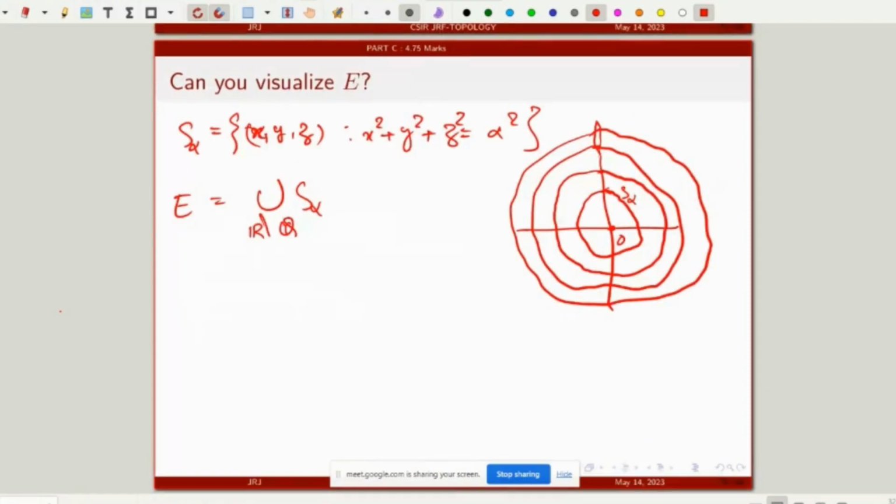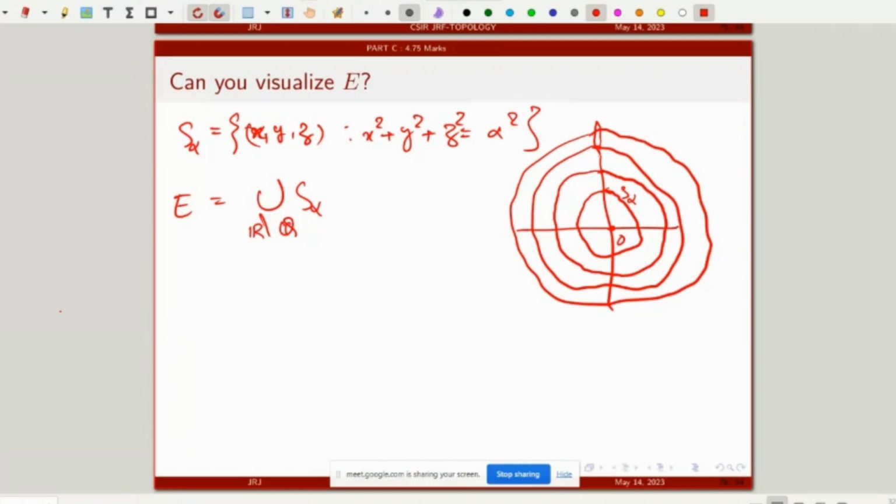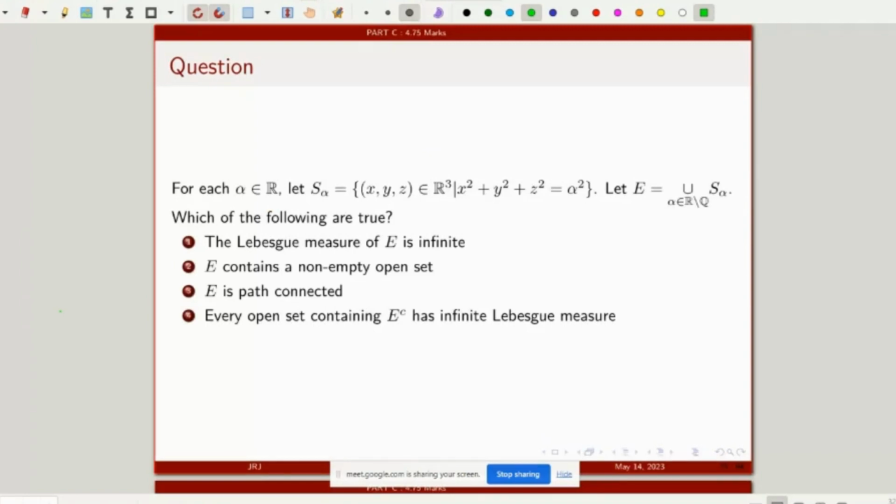What can you say immediately? Will it be connected? This E, will it be connected? Or can you produce a disconnection for E? Yes, by taking alpha belongs to Q. If we take alpha belongs to Q, we will be able to produce a disconnection for E, by taking a circle like this and taking the interior part intersected with E and its complement like this. So this is not connected. If E is not connected, obviously it will not be path connected. So we can avoid option 3.